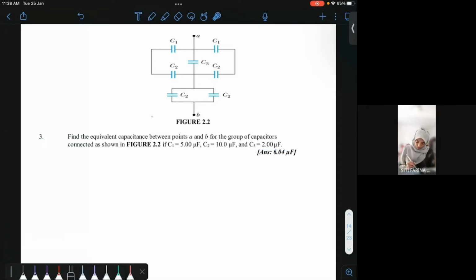Okay, so objective kita is to find the equivalent capacitance. And we know equivalent capacitance means kena tinggal satu saja capacitance. Dia kata between point A and B. So ini point A. Okay, ini point B kamu. So in between them, you should only have one capacitor. See? Equivalent dekat sini. Ini je kita nak.